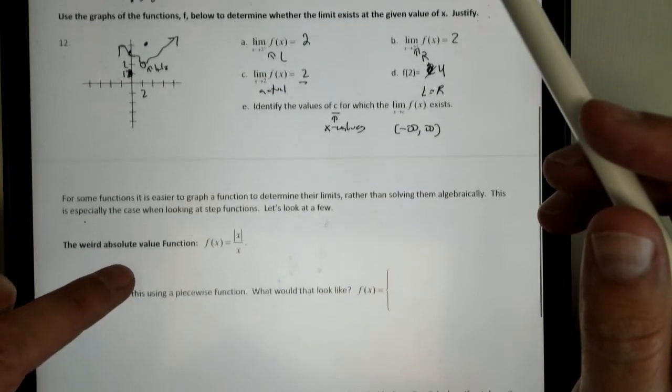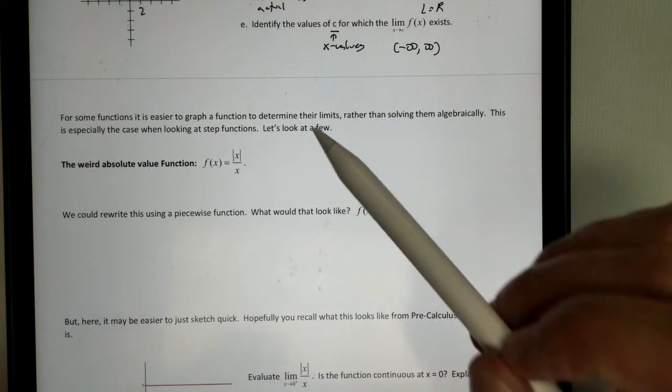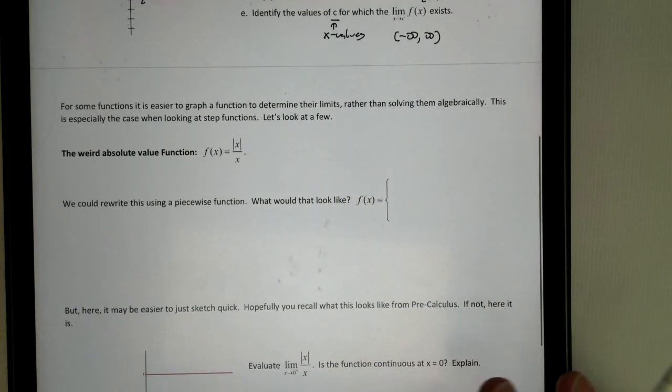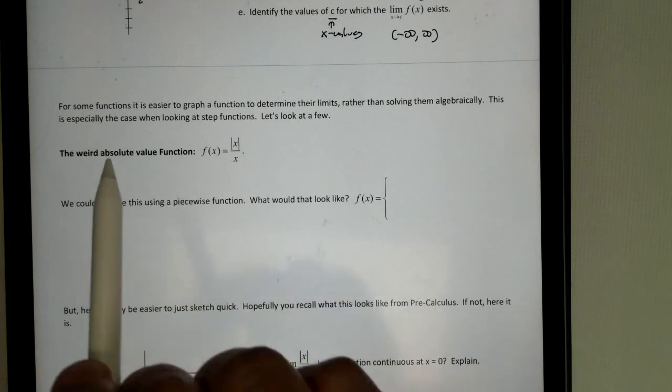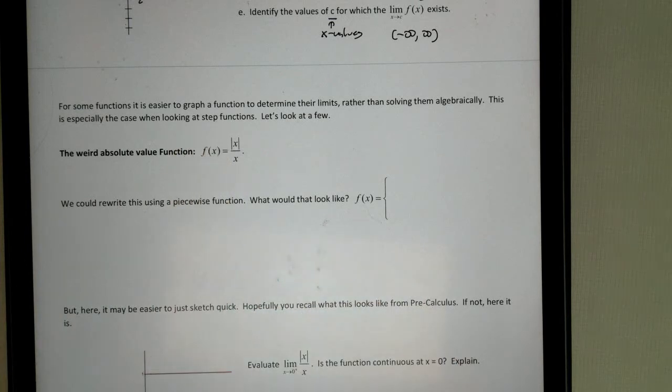Now, for some functions, let's say we're not given a graph. In some cases it is actually easier to graph a function to determine its limits rather than solving them algebraically. This is especially true when we look at step functions. So we're going to take a look at some step functions.